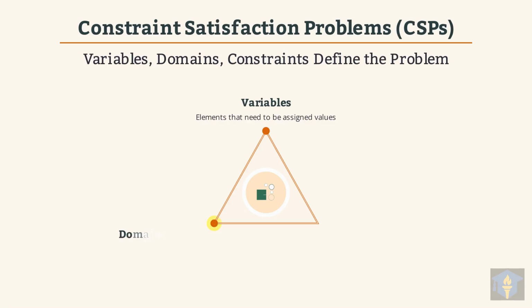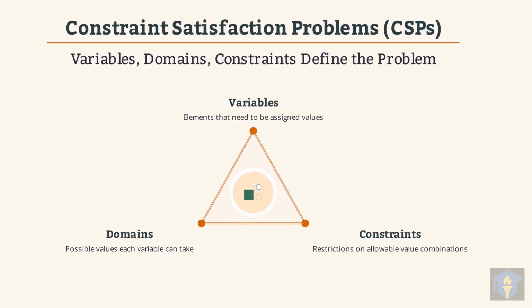Next, domains specify all the possible values that each of these variables can potentially take. Think of them as the set of choices available for each variable within the problem. Finally, constraints are the rules or restrictions on which combinations of values are allowable for our variables. These rules ensure that the assigned values are consistent and lead to a valid solution.